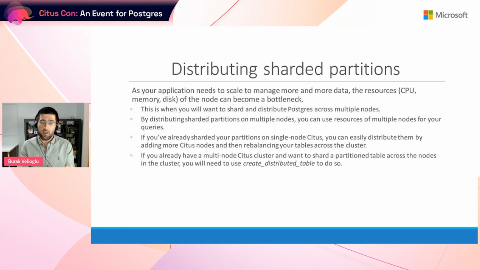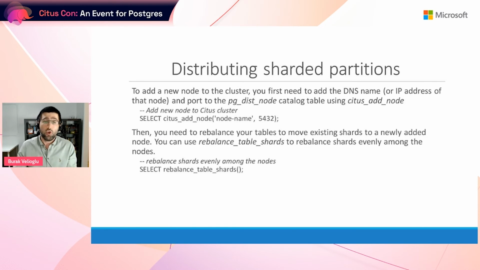There are two options. First, you can start using Citus with multiple nodes. And if you are using multiple nodes from the beginning, using create_distributed_table will distribute your shards along the cluster. But if you have started with a single node, and you want to scale out afterwards, you basically need to add a node to your cluster with the Citus add node UDF. You basically need to provide the name of your node and its port.